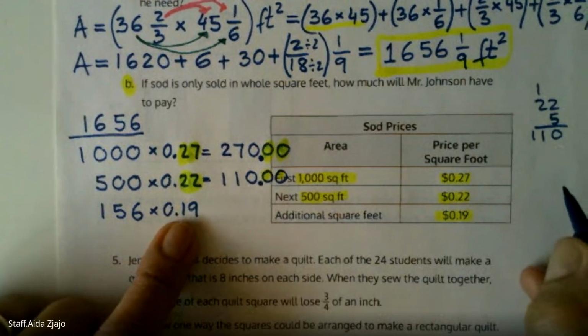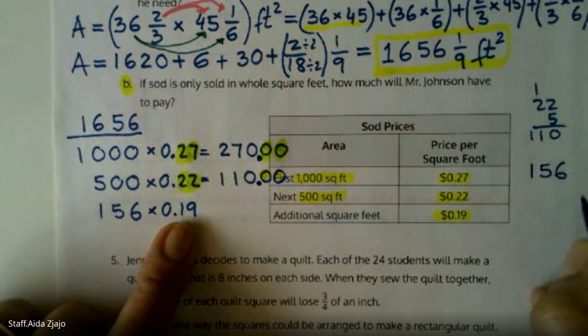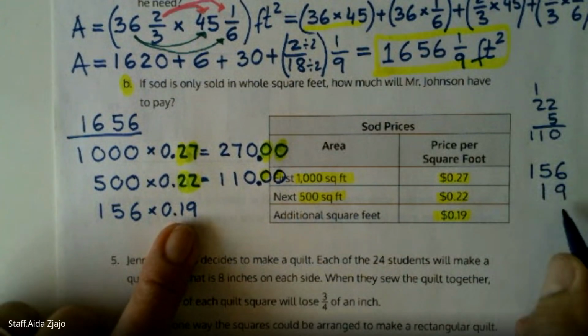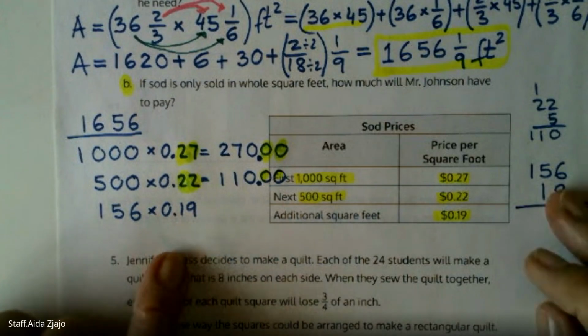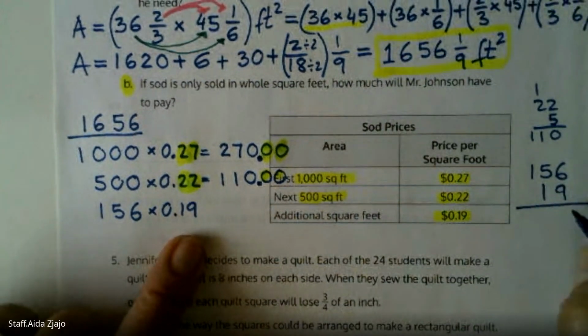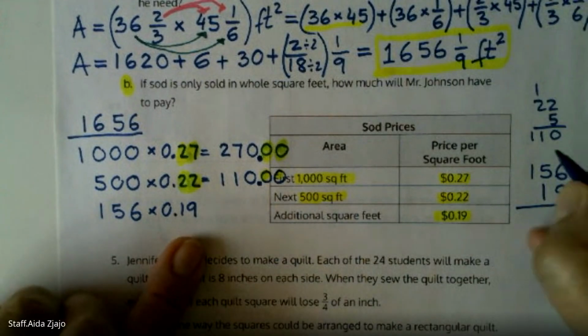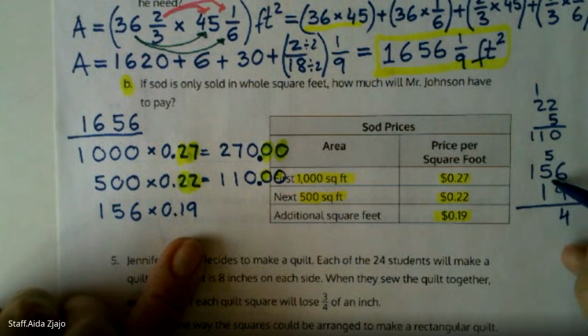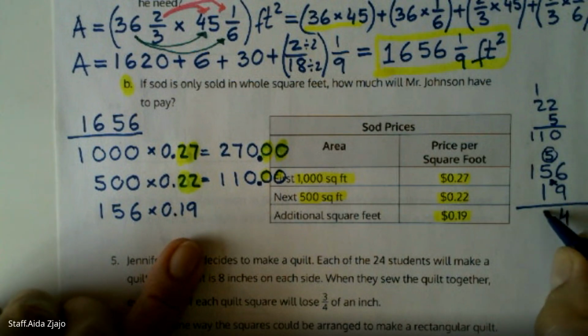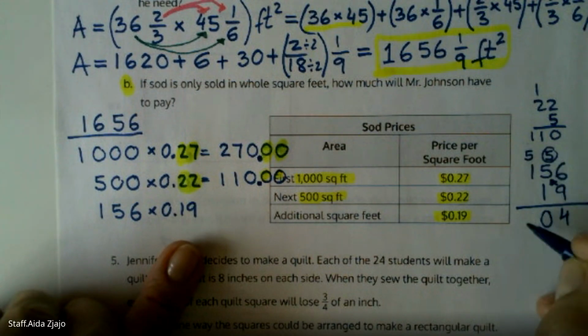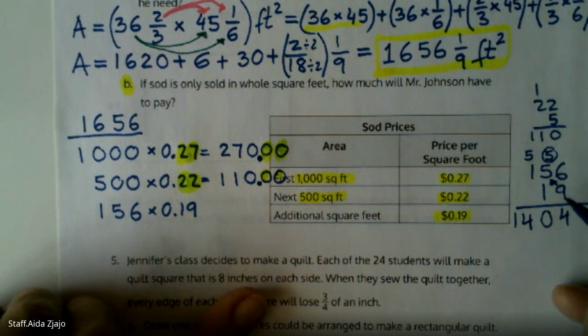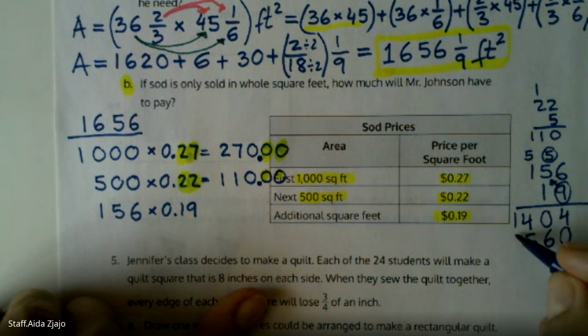So thinking about this, it is 156 times 19 hundredths. So 6 times 9 is 54. 4, I remember 5. 9 times 5 is 45, plus 5 is 50. Remember 5. 1 times 9 is 9, plus 5 is 14. I'm done with ones. 1 times 6 is 6. 1 times 5 is 5. 1 times 1 is 1.